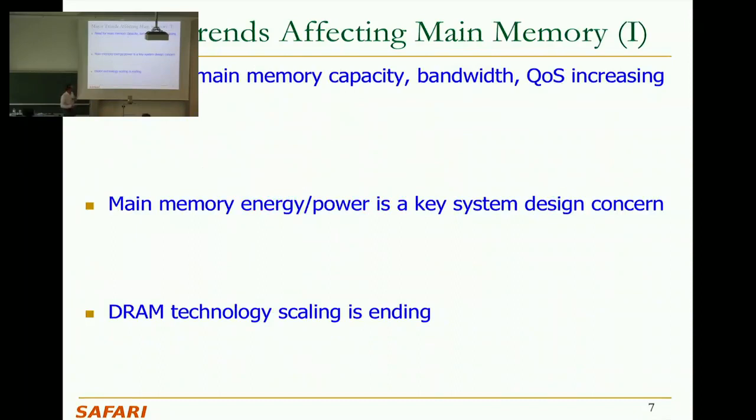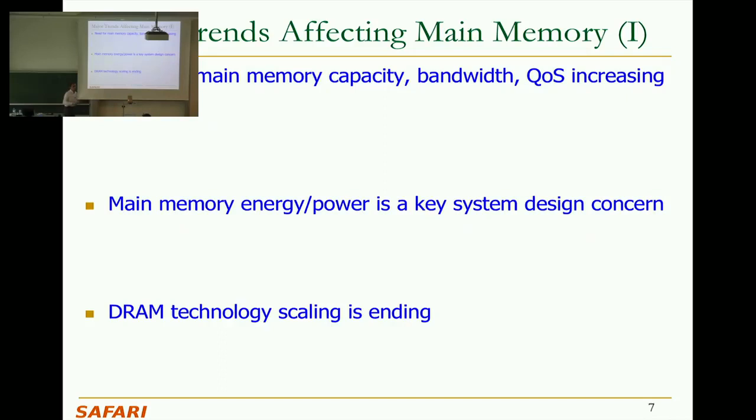Okay, let's go into a little bit more detail in terms of what these trends are. These are the major trends that are affecting main memory, again, in my opinion, but I think this is commonly known today. Essentially, we want more performance. We want more capacity out of the memory, more bandwidth, more quality of service, more predictability, and lower latency. So this part is about performance.